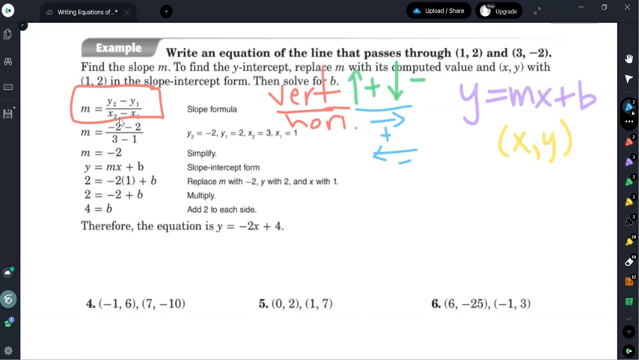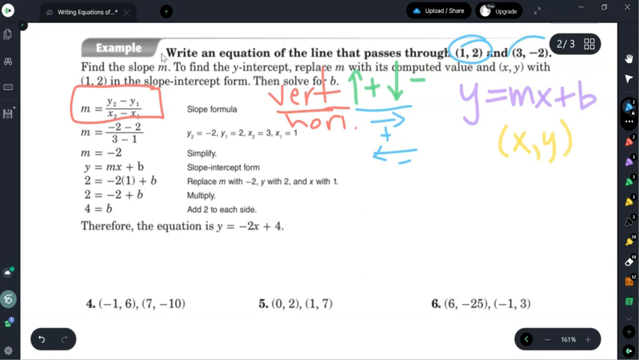So when I have 2 points, what I'm going to do is plug my 2 points into the slope formula here. The difference in the two y values, which tells me my vertical change, divided by the difference in the two x values. So let's check out the 2 points I have. Point number 1, (1, 2). Point number 2, (3, negative 2).